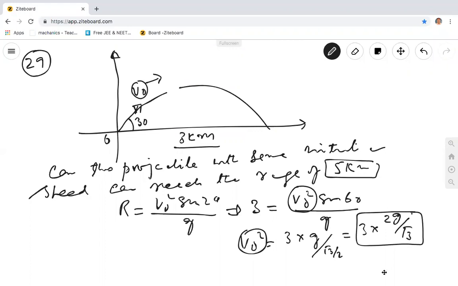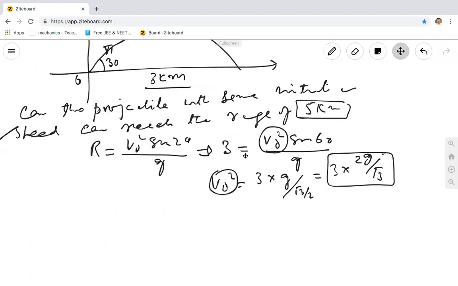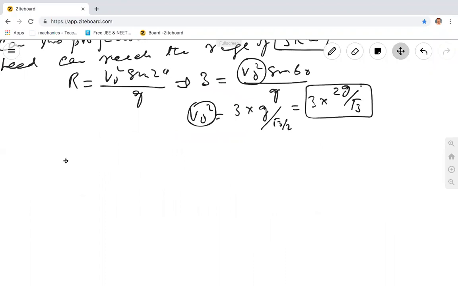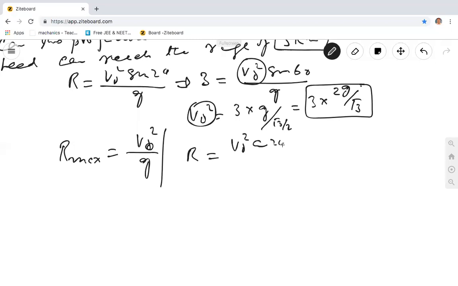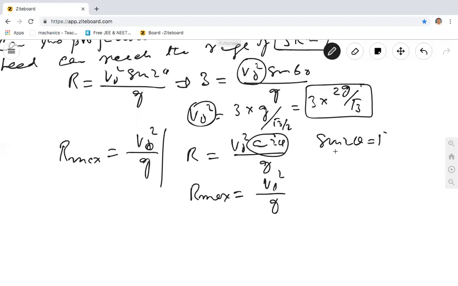What is the maximum range for this projectile having the same speed? R max is equal to v0 square by g, because in that case sine 2 theta is 1. I mean, what is the range for 45 degrees? Sine 2 theta by g. What is our maximum range? v0 square by g, because for maximum range sine 2 theta is 1.